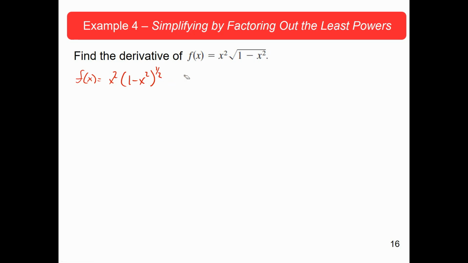So f prime equals, this is a product, so first times the derivative of the second. I'm going to put it in parentheses so I don't lose anything. So 1/2 comes out front, rewrite the 1 minus x squared, and then decrease the exponent by 1. Then we're going to multiply by the derivative of what's in the parentheses, so negative 2x, and close our parentheses, plus the derivative of the first times the second.